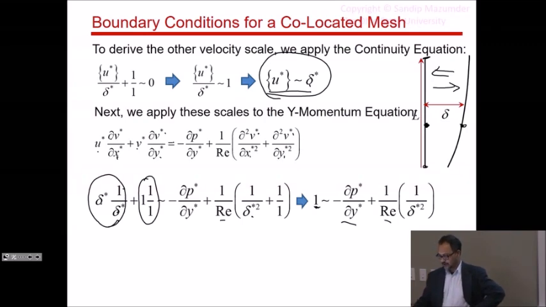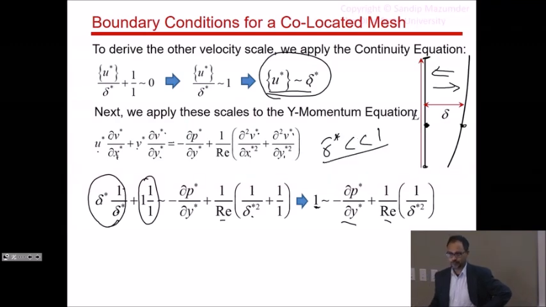And then here what you see is, delta star by the boundary layer approximation is much, much less than 1. It's a small number. So let's say delta star is 0.01. Okay, so if I divide 1 by 0.01 square, I get a huge number. Which means that this term here dominates over that term. Okay, so that's why this term has been thrown away. It's small compared to that term, and this is the dominant term.